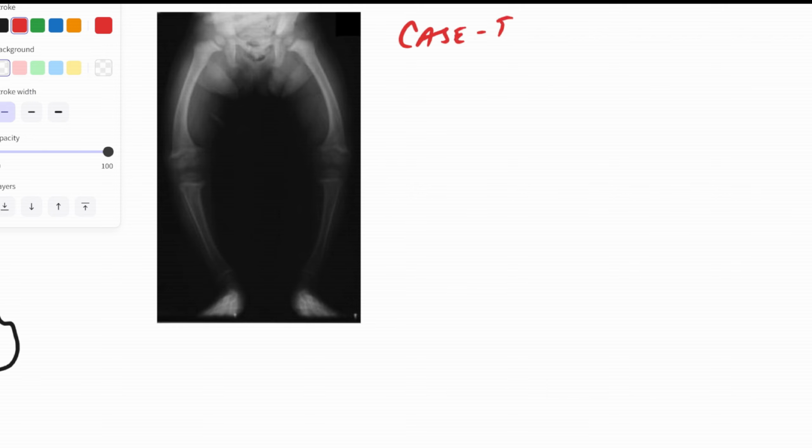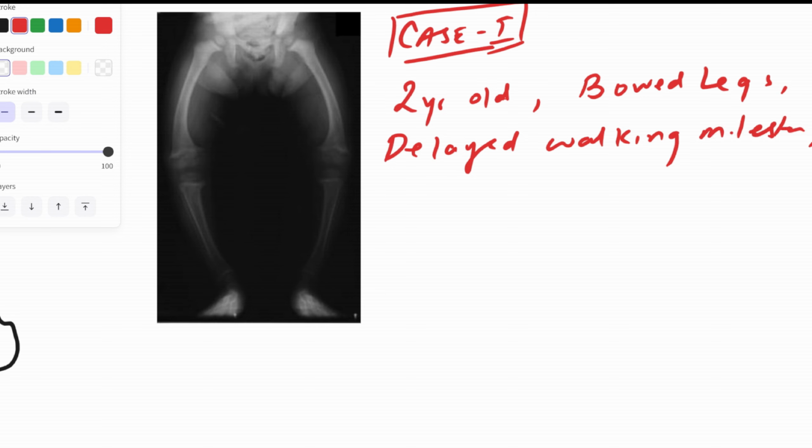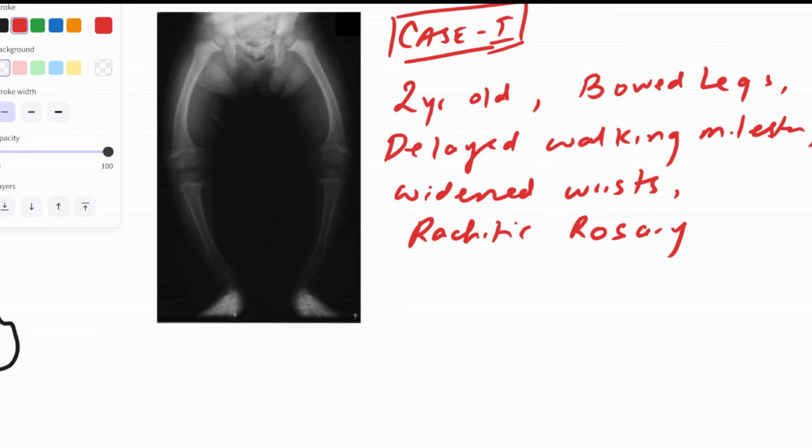You're in a pediatrics rotation at a district hospital. A 2-year-old child from a lower income family in rural Uttar Pradesh presents with bowed legs, okay, delayed walking milestones, and a potbelly appearance. On physical examination, you notice prominent costochondral junctions, which is rachitic rosary, widened wrists and ankles, and general irritability. The mother mentions the child is exclusively breastfed and rarely taken outside.